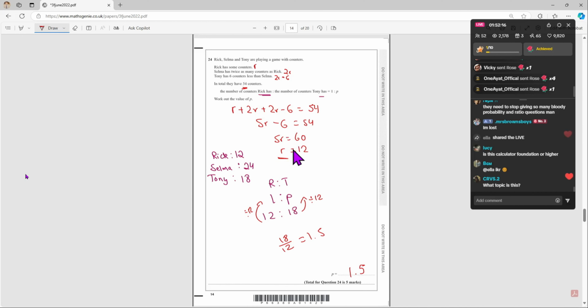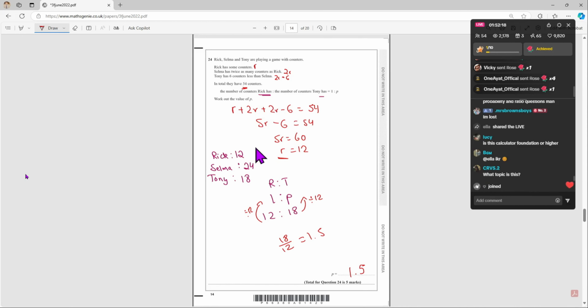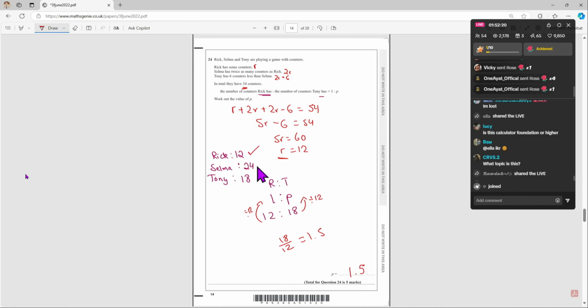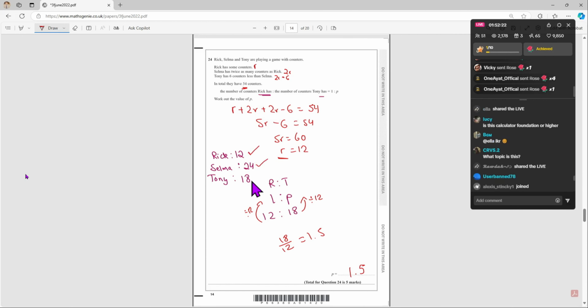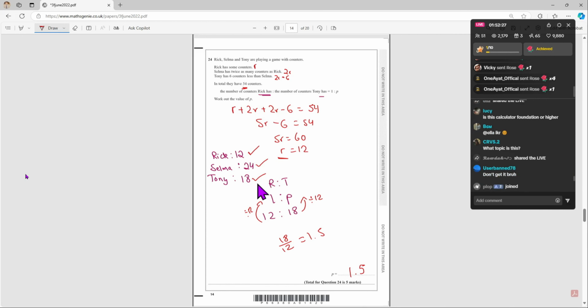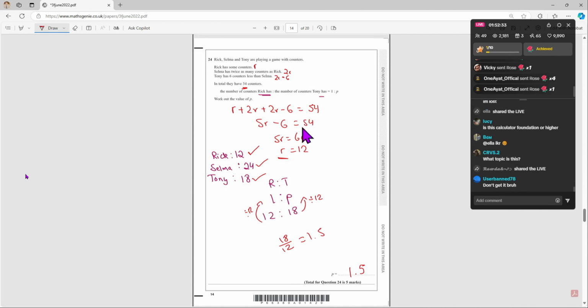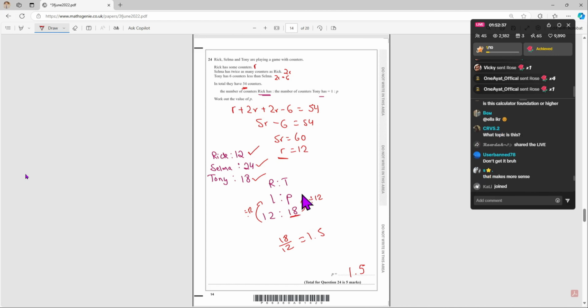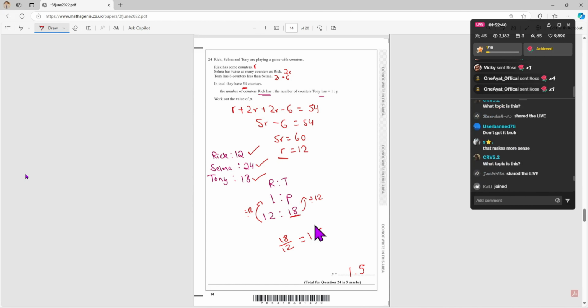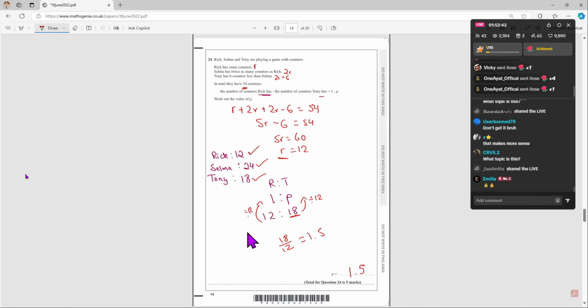Now that we know the value of R, we work out how many counters Rick has, how many counters Selma has, and how many counters Tony has. Once we have done that, we put it as a ratio from Rick to Tony, which is 12 to 18. The ratio is 1 to P. We divide by 12 on both sides, and 18 divided by 12 gets 1.5, okay? So this topic is algebraic ratios, I guess.